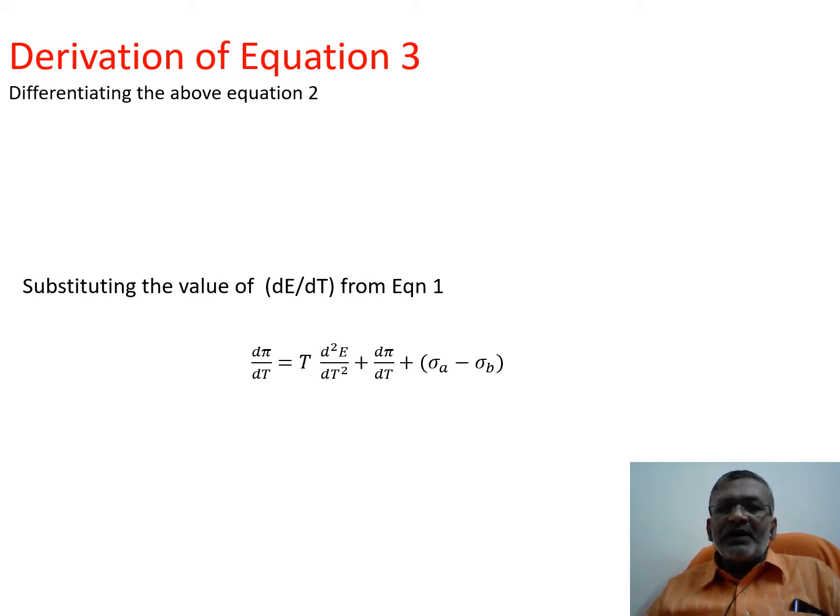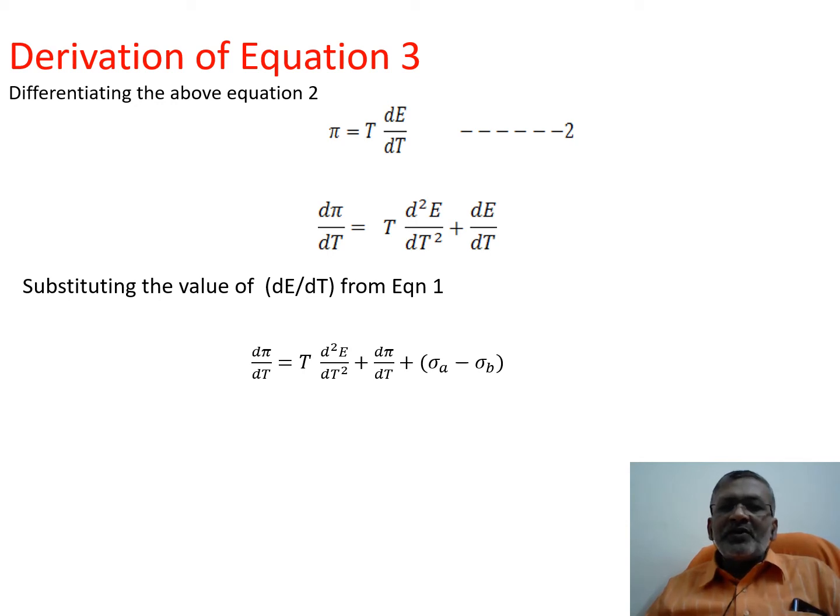We have already derived two equations. The second equation from our earlier discussion is the definition of the Peltier coefficient. That is, the Peltier coefficient is the product of absolute temperature and thermoelectric power, that is, π = T dE/dT. Now differentiate this equation by the implicit function rule. Therefore dπ/dT is equal to T d²E/dT² plus dE/dT.